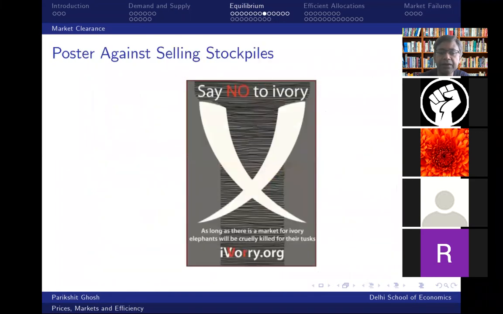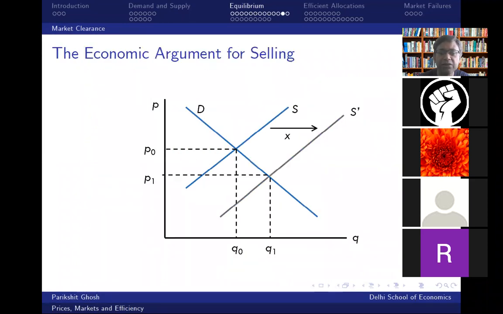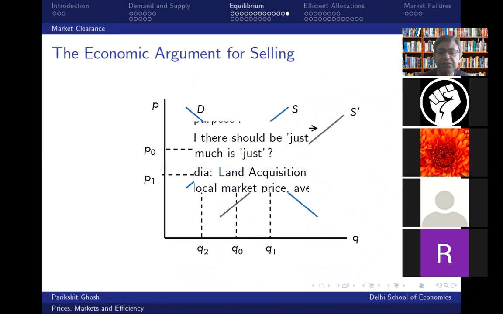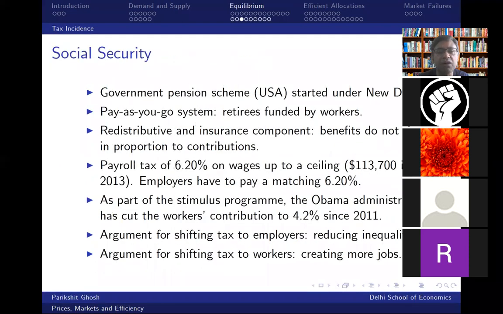Right. So I wanted to talk about another application where, again, you can see that these very simple tools of demand and supply can give us some insights which we wouldn't have perhaps stumbled upon if we were just thinking about it in an unstructured way. So I'll skip one of the applications, I'll come back to it, the land acquisition issue. Let's talk about social security.